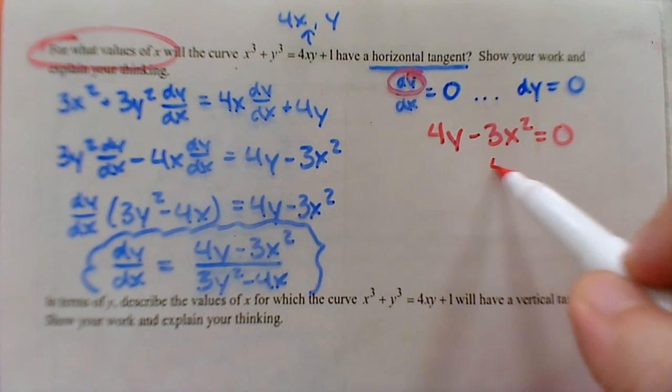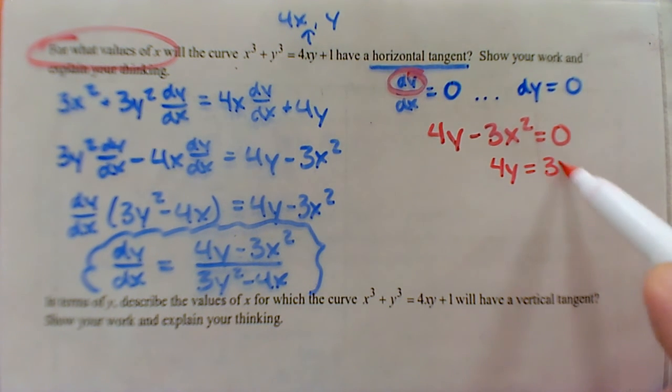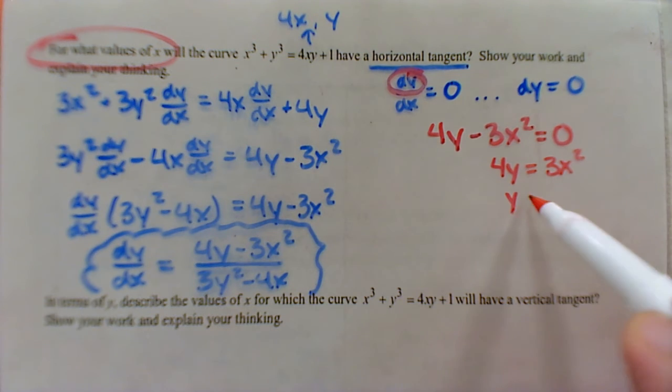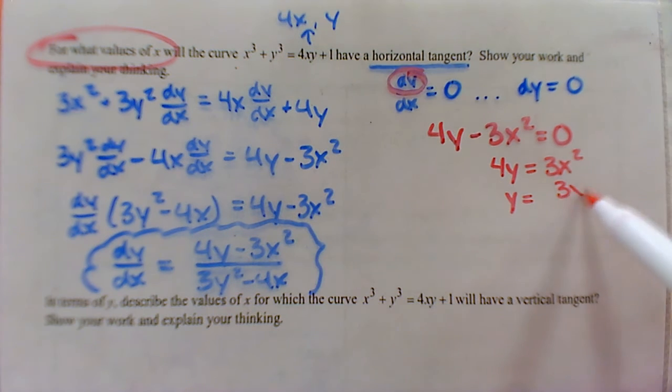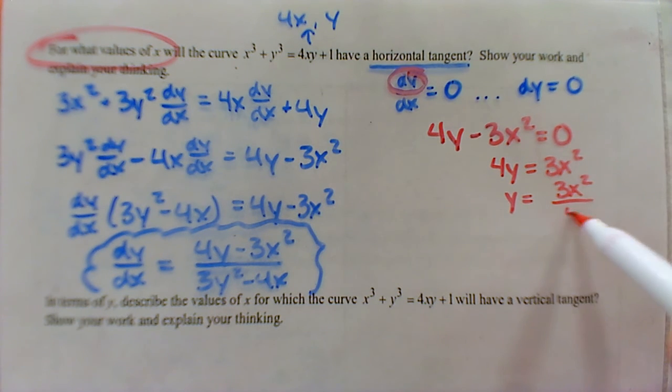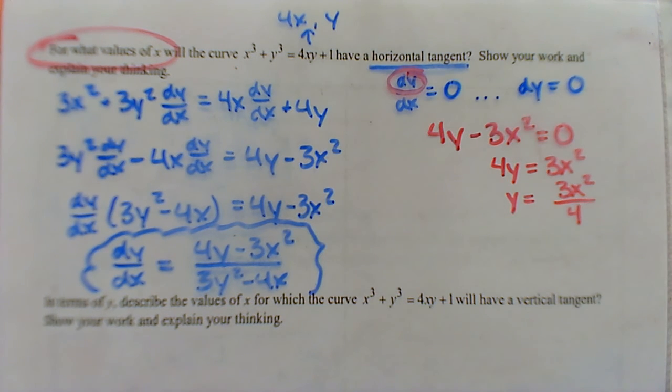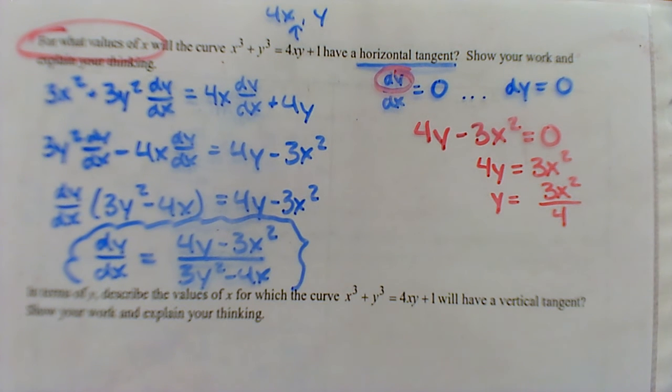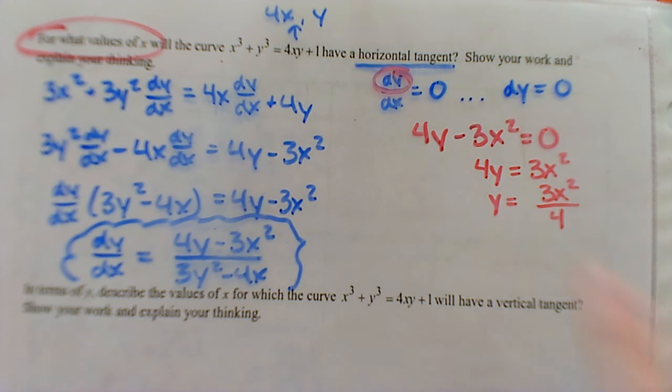We'll go ahead and add the 3x squared over, and then divide by 4. All right, so now that we know what y is in terms of x, because we still have an x left, how can we use this to help us figure out some values of x?